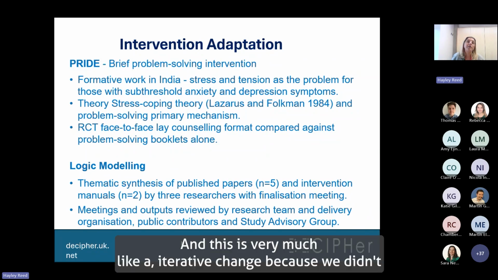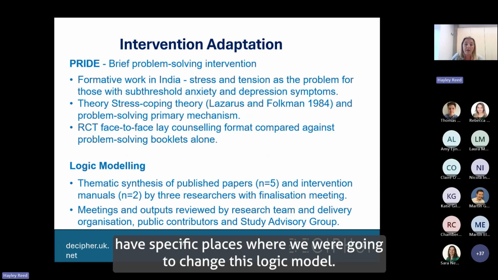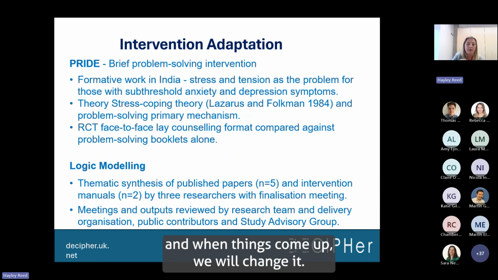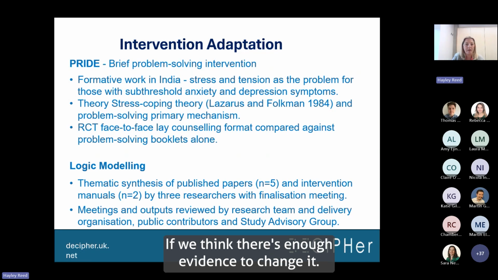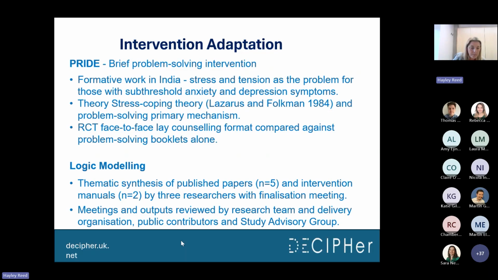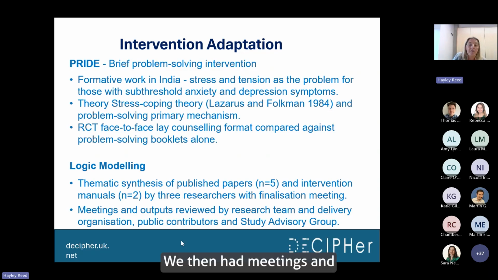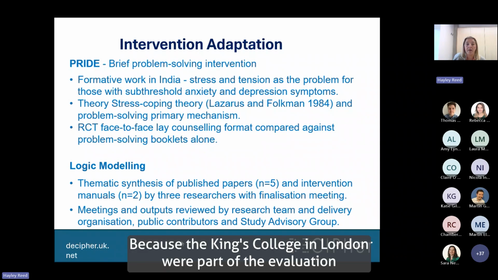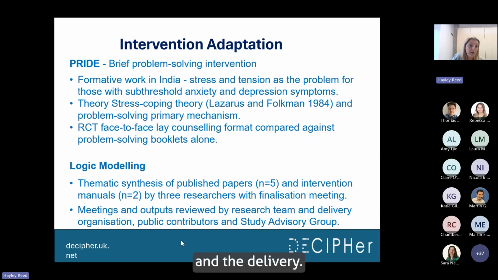And this is very much an iterative change, because we didn't have specific places where we were going to change this logic model. We simply had, we will do these different bits, and when things come up, we will change it if we think there's enough evidence to change it. We then had meetings, and the output, so the logic model, was reviewed by the research team, which is the original research team in India and at King's, because King's College London were part of the evaluation, and the delivery organisation.